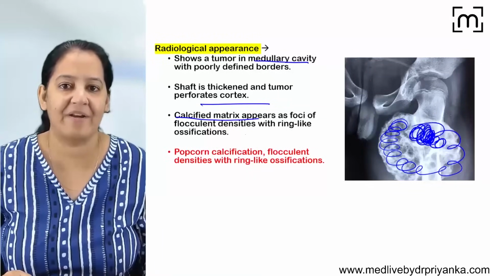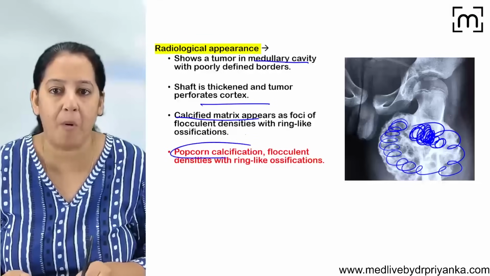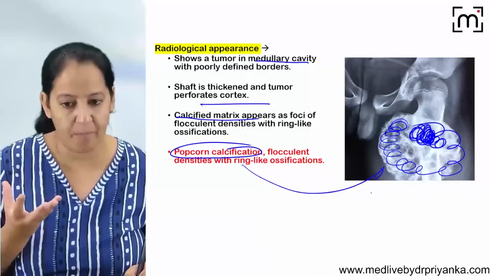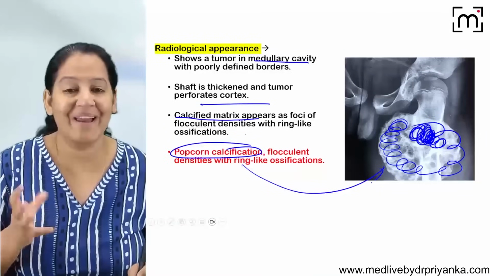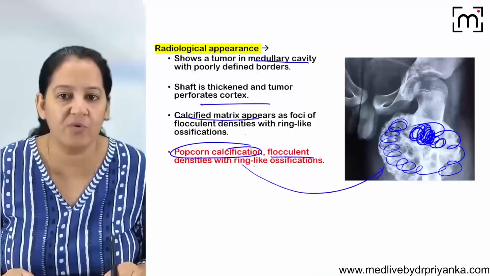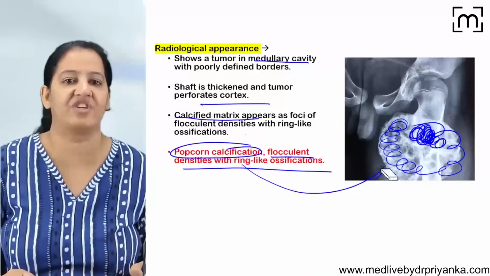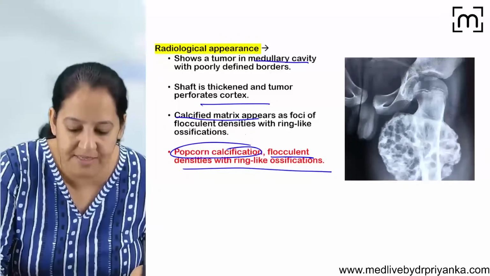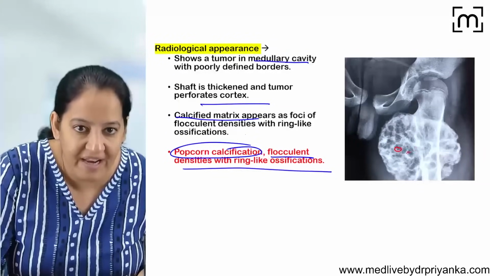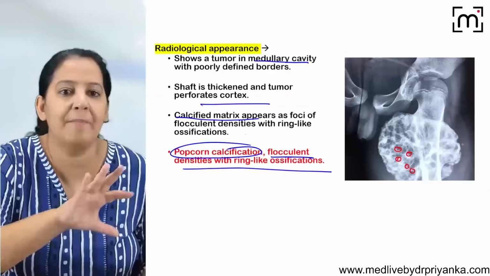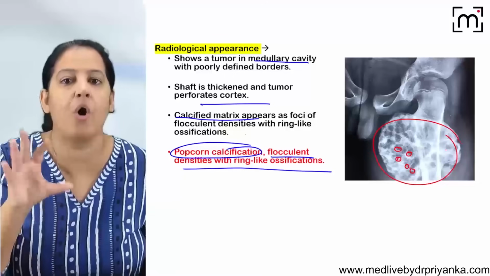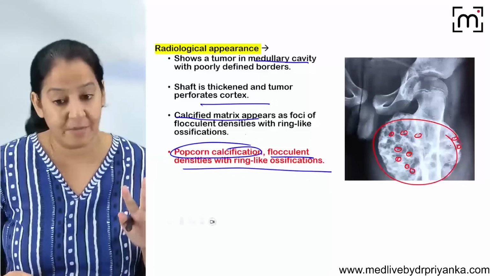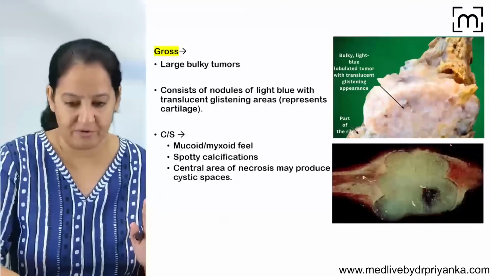The calcified matrix appears in the form of popcorn calcification. It looks like popcorn. Have you seen popcorn? Do you eat popcorn? It looks like popcorn calcification or fluorescent densities with ring-like ossification. Can you appreciate all these fluorescent densities? Let me highlight them, with ring-like ossification. So say popcorn calcification or fluorescent densities with ring-like ossification. That is the typical radiological appearance you have to describe.